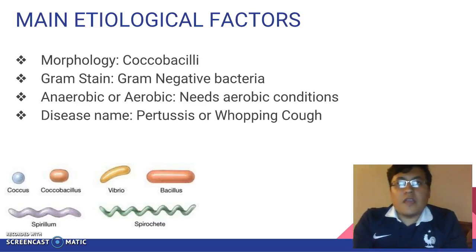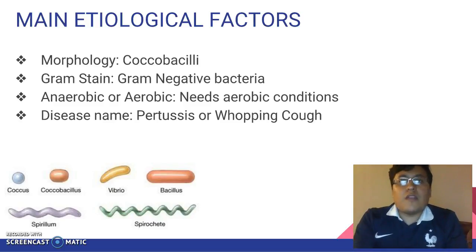So first of all, the main etiological factors for Bordetella pertussis. So it's a pathogen, so it can infect the host. Its morphology is Cocobacillus, and it's part of the Bordetella genus. Its type of gram stain is gram-negative, so we know that under a microscope this will look pinkish or reddish, and we know that it will have an outer layer membrane.